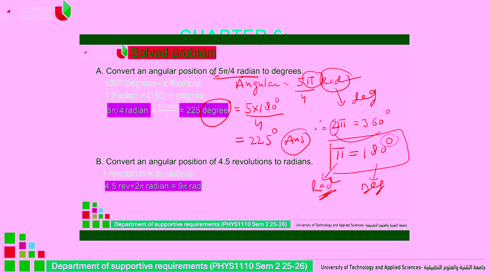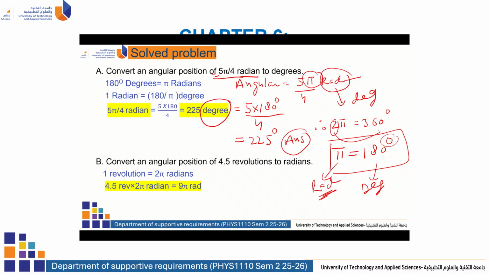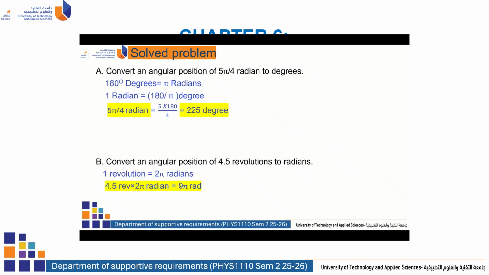Both have the same meaning here. So for part B, an angular position of 4.5 revolutions to radian. Here the angular position is given. This is 4.5 revolutions. I can write it in short form like this, R E V.